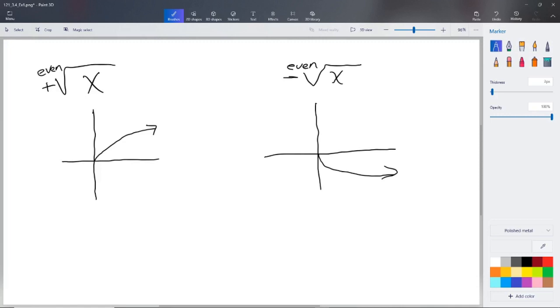The way I try to remember that is if it's positive, positive realm is above the x-axis, and negative realm is below the x-axis. So positive and negative on that.